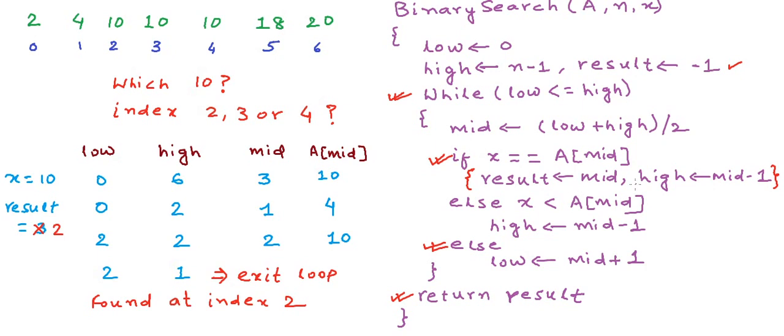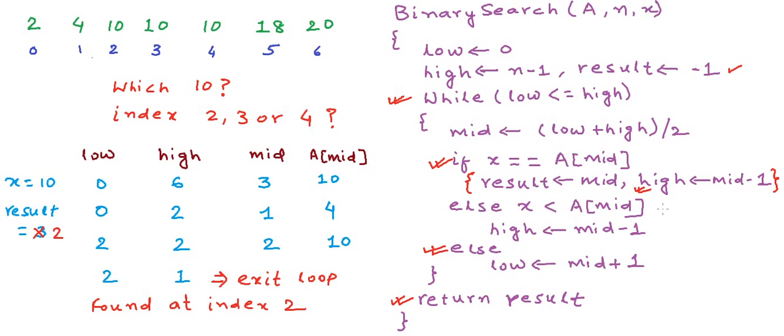So we modify high to mid minus 1. If we find another x, then this x is left of the previous index, so we discard the previous result and modify our result. Okay, so this is binary search to find out the first occurrence of an element in the array.